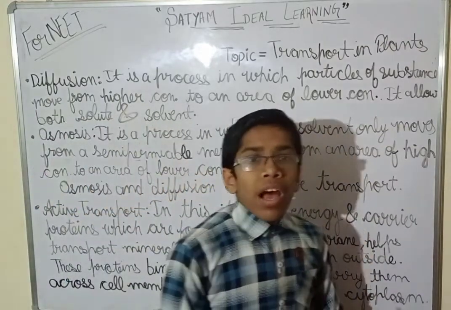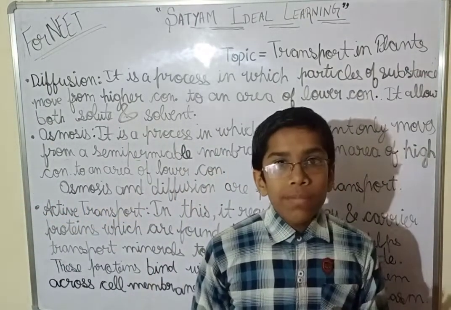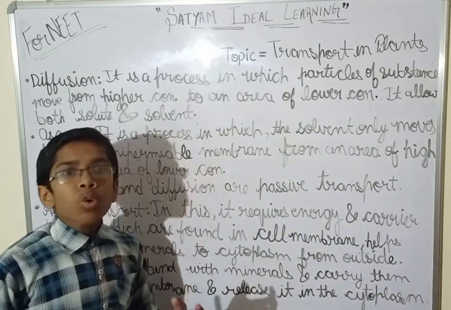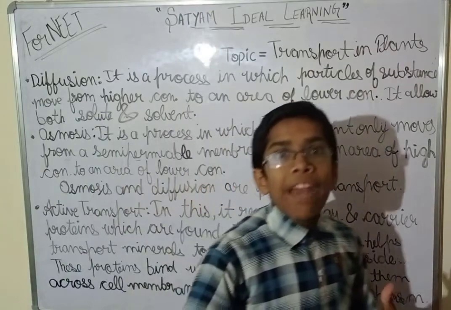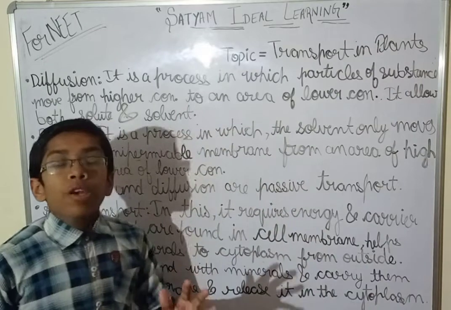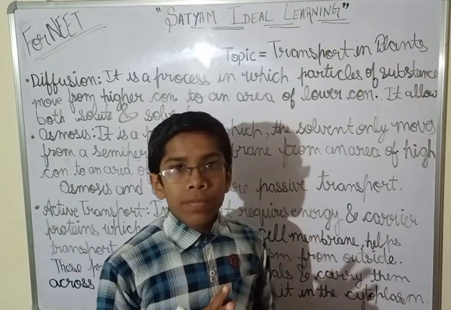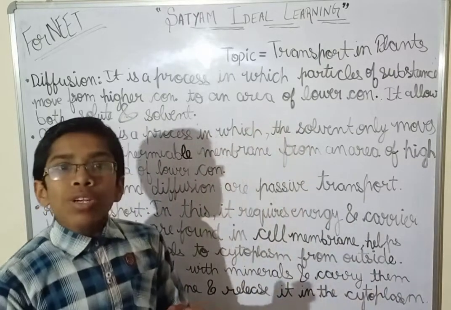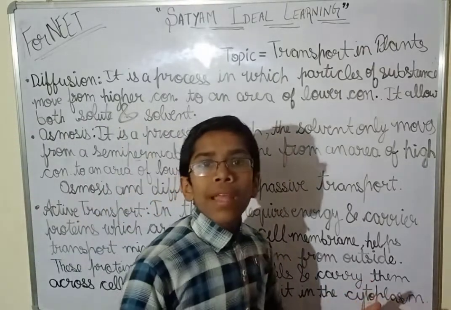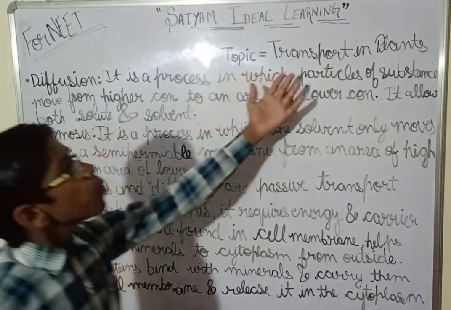So guys, an organism can survive only when there is something to expel out and something to get in. So an organism, in order to survive, needs to expel something and it needs to take something too. So an organism needs to take in and leave out something. So it is only transport in plants.